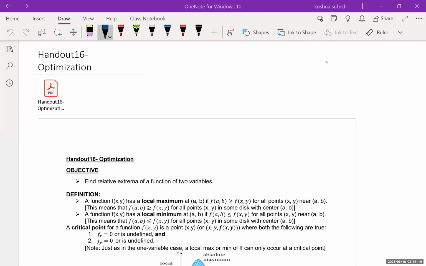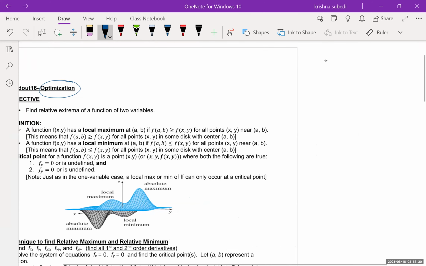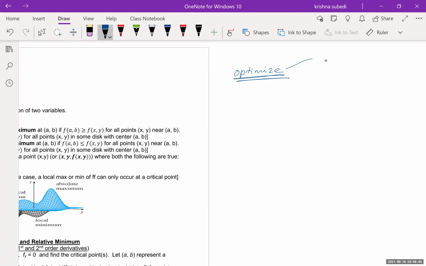So the topic for today's lesson is optimization. Now I want you to recall the basic idea of optimization from your calculus 1. When we say optimize something, optimize a function, it may mean sometimes maximum, sometimes minimum, depending on the situation, depending on the context.